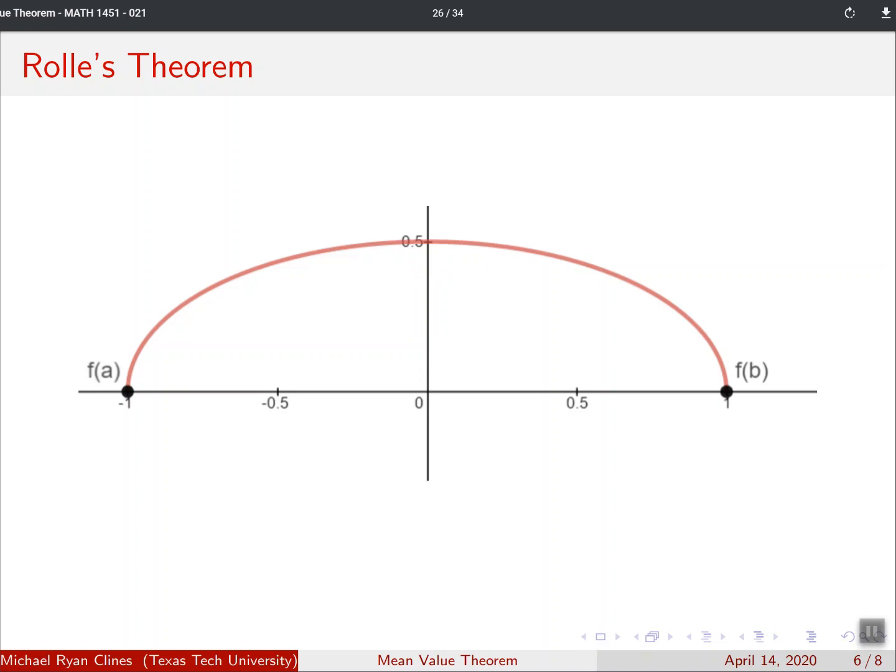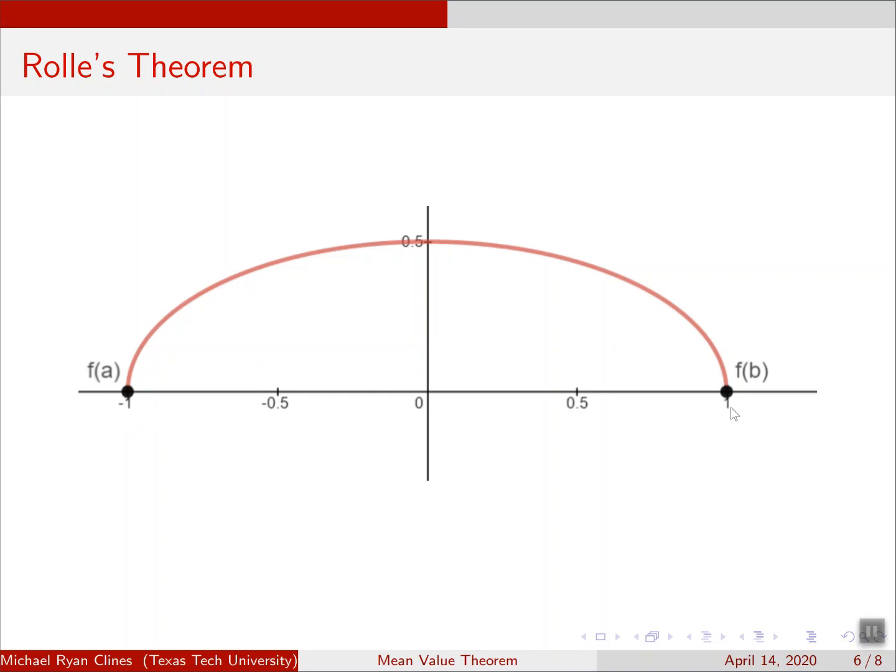It's continuous and differentiable on the open interval. What Rolle's theorem is telling us is that since f of a is equal to f of b, so this function over here is equal to the function over here, ends up where it started, then there exists a point where it has a horizontal tangent line somewhere in between.